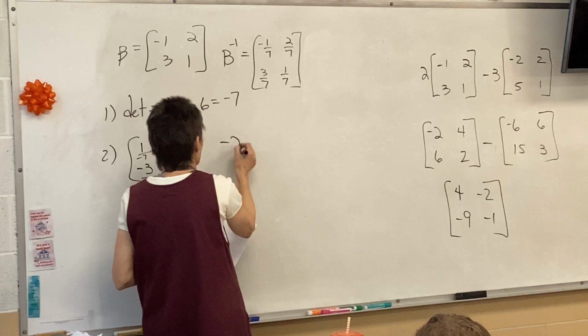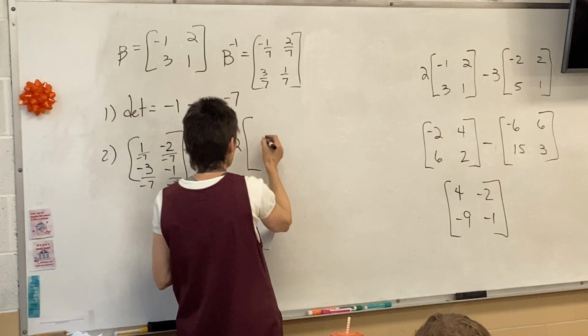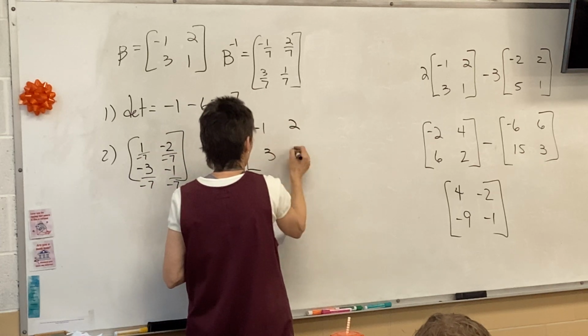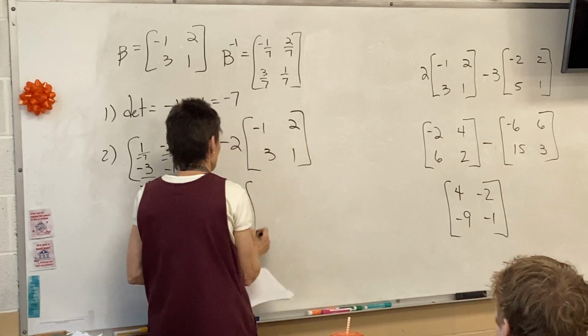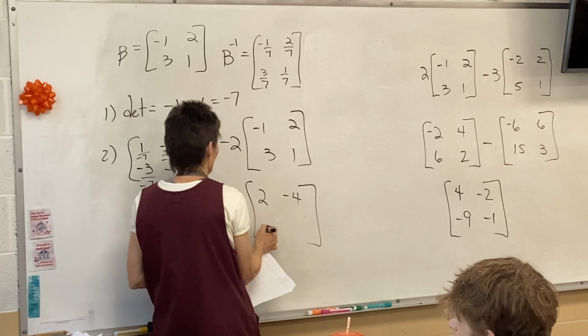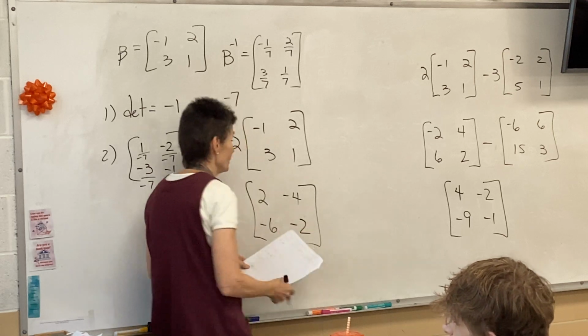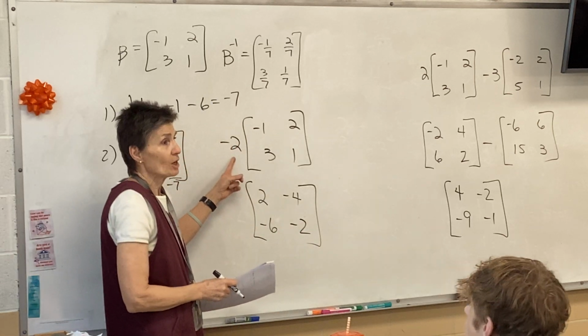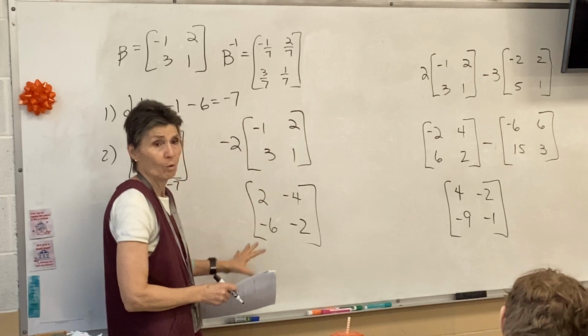-2b, can I do that? -2 times b, is that possible? Yes. And that would just be 2, -4, -6, -2. Remember, that just distributes through the whole matrix.